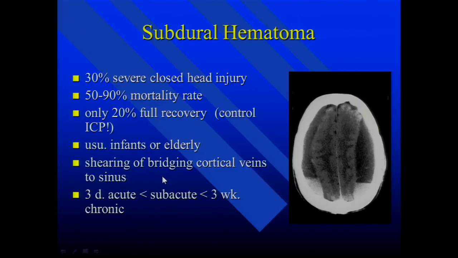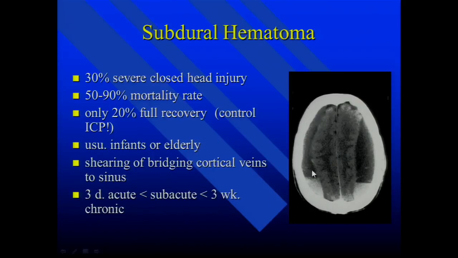Now, the reason they're more common in infants and elderly is that the brain isn't up against the skull when you're an infant. The brain hasn't grown out yet, and when you're elderly and you have atrophy, it shrinks away from the skull. So as you get that rotational force, since there's some difference between the brain and the skull, you can get more easy pulling of those brain veins, and you can rupture those veins.